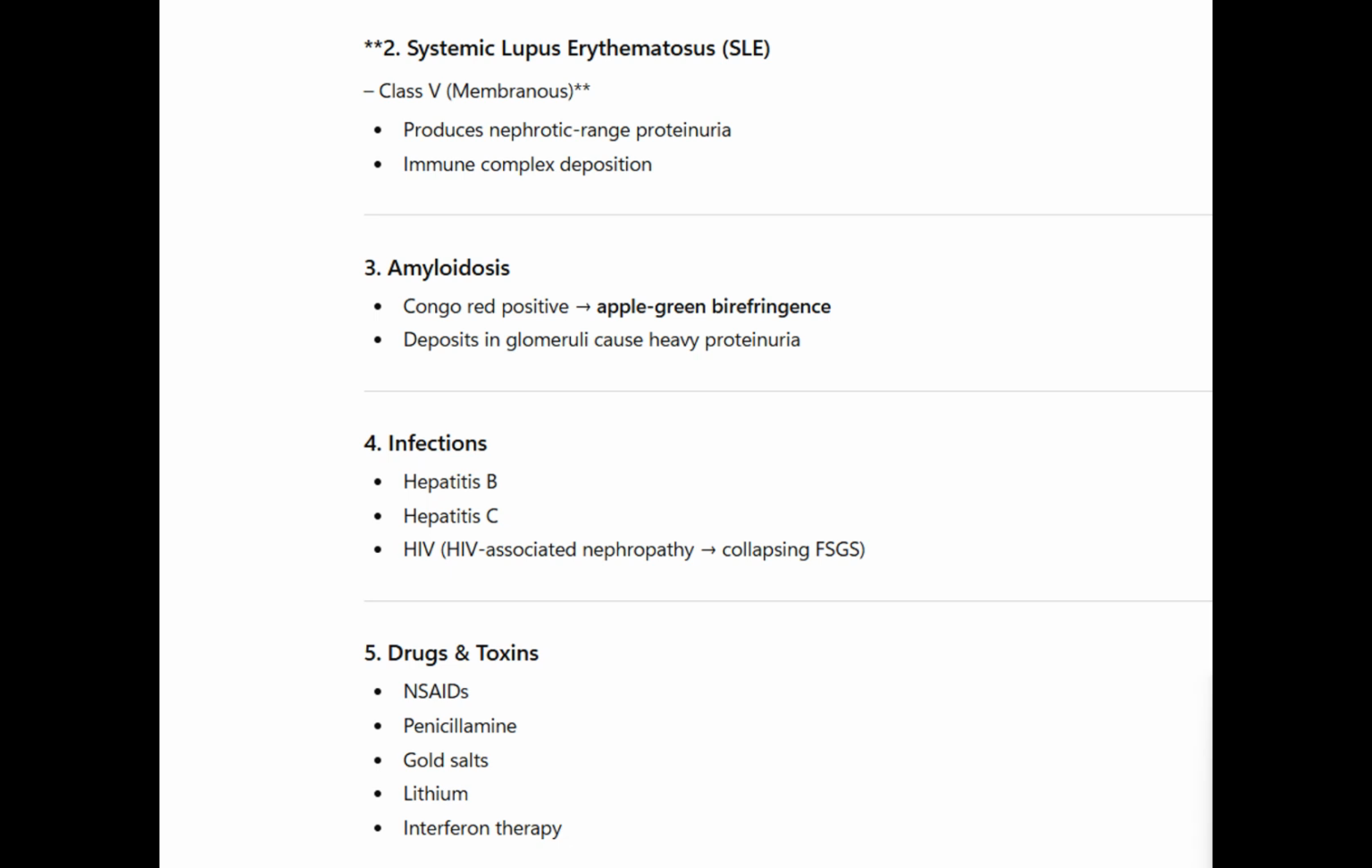Infections. Certain infections can also cause nephrotic syndrome. These include hepatitis B, hepatitis C, and HIV. HIV-associated nephropathy often leads to a severe form of FSGS, known as the collapsing variant. Drugs and toxins. Several medications are known to cause nephrotic syndrome. The most common include NSAIDs, penicillamine, gold salts, interferon, and lithium. These drugs typically cause podocyte injury or immune-mediated glomerular damage.